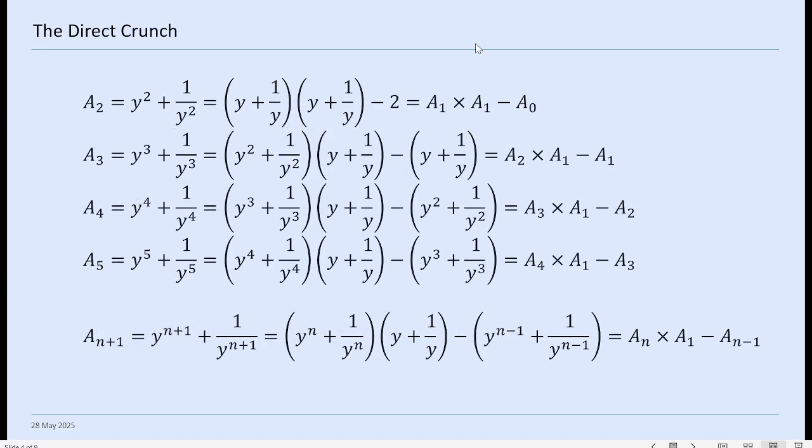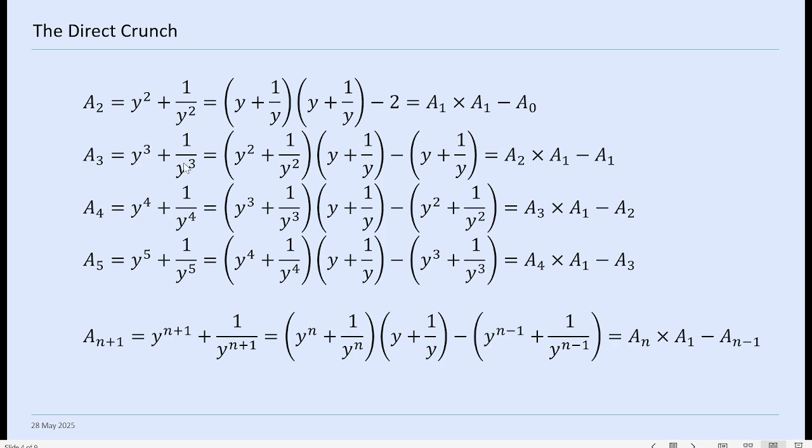Okay, so we can just crunch this directly. A2 is y squared plus 1 over y squared, and if we calculate it out, that is the square of a1 take away 2, because here we're going to get the y squared, here we're going to get the 1 over y squared, and then y times 1 over y is 1, y times 1 over y is 1, so we just get 2 to take off, which we can actually write as a0, which is kind of nice, because a0 is y to the 0 plus 1 over y to the 0, or 1 plus 1 over 1, assuming y is not 0. Then it's a bit indeterminate. But the point is, a0 just stands for 2 here.